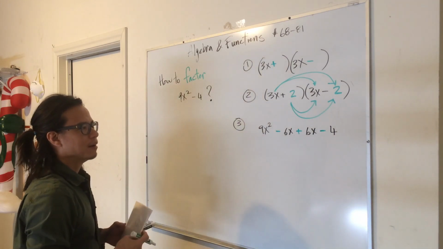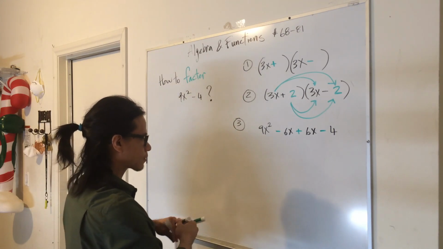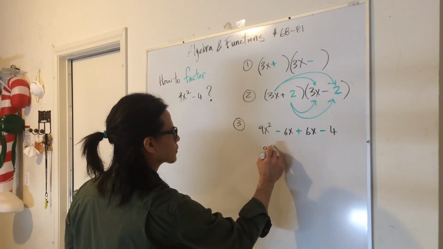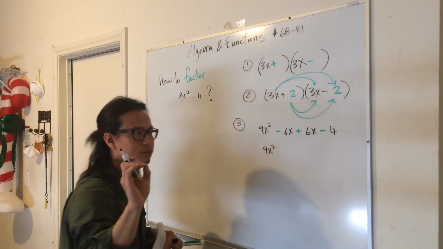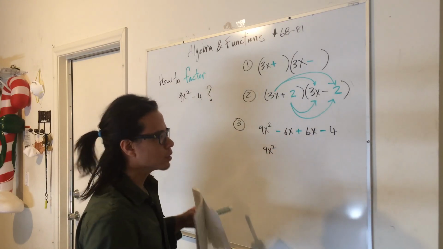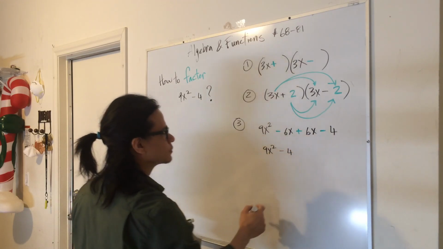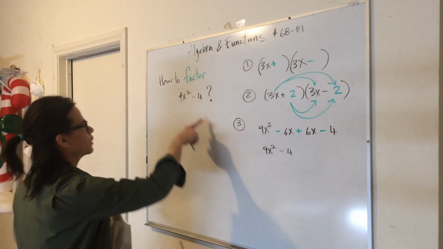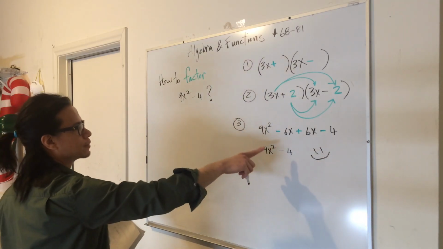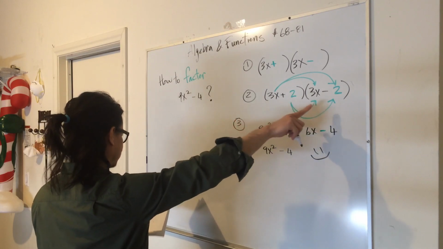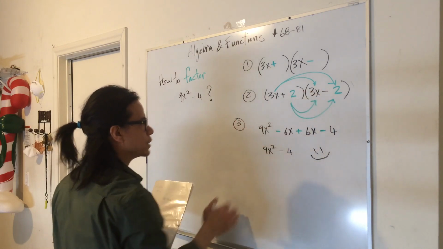Whew. I'm exhausted. Okay, so combine like terms. We have 9x squared. Combine like terms, negative 6x plus 6x is 0. So I'm not even going to bother writing 0x. So what we have now is just minus 4. Okay, 9x squared minus 4. Hey, there it is. We nailed it. So we factor it. This is our answer here, right there. 3x plus 2 and 3x minus 2.